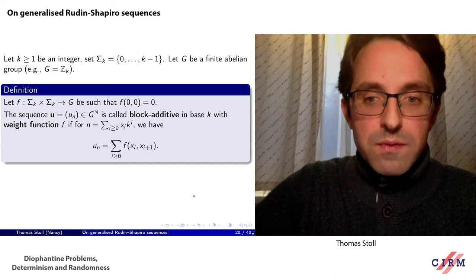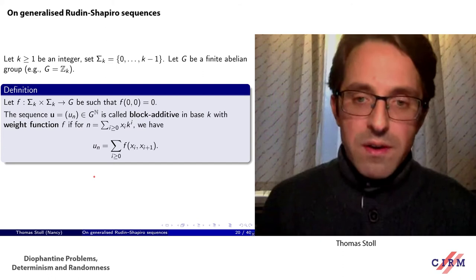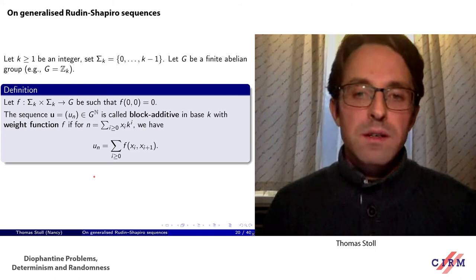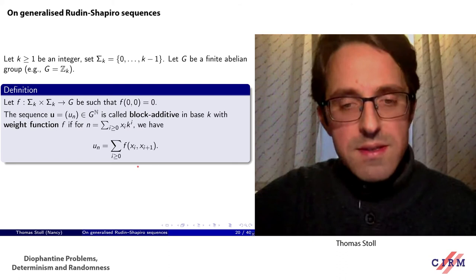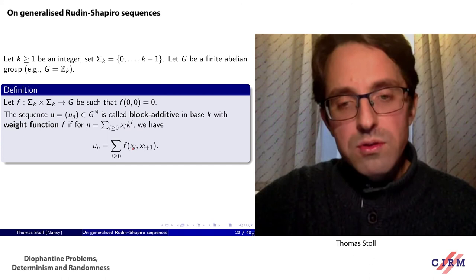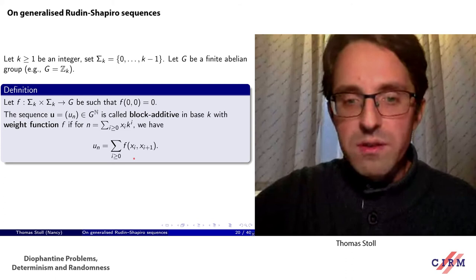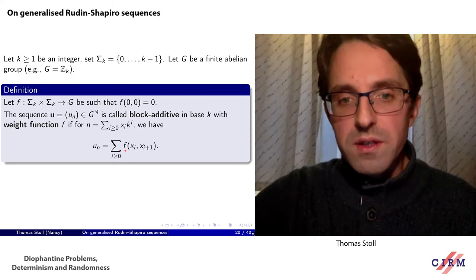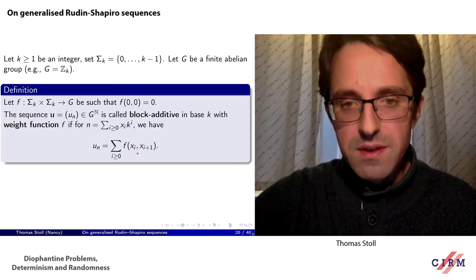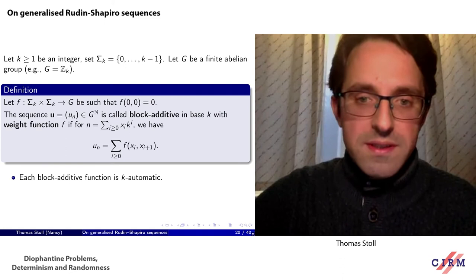And then there's a notion that is called a block additive function. This is very well known, and goes back to at least Emmanuel Kickland, who called these digital functions. What it does is you write n in base k, you take consecutive digits, and for each pair of digits, you give it a weight, and you therefore have a weight function. Of course, Rudin-Shapiro is block additive. If the function f gives a 1 if you have 1, 1, and in the other cases it gives 0 as a value. Block additive functions are k-automatic sequences, and Rudin-Shapiro is one of them.